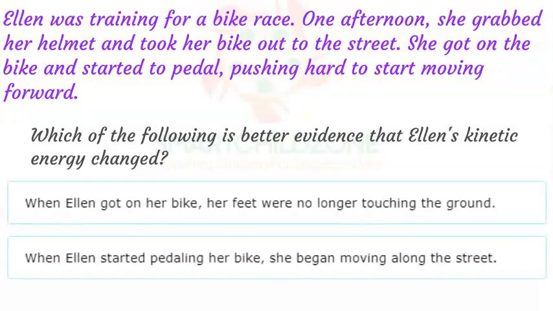The kinetic energy of an object depends on the object's speed. So a change in Ellen's speed is evidence of a change in her kinetic energy. This statement shows that Ellen's speed changed. This statement does not show that Ellen's speed changed.